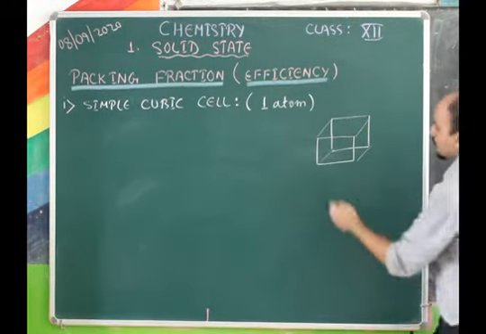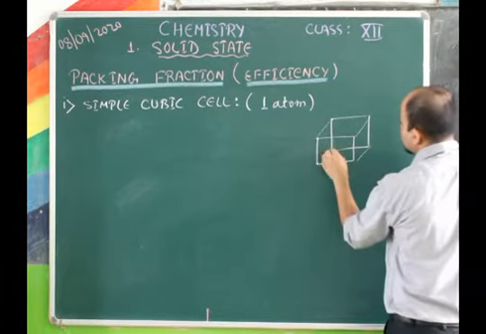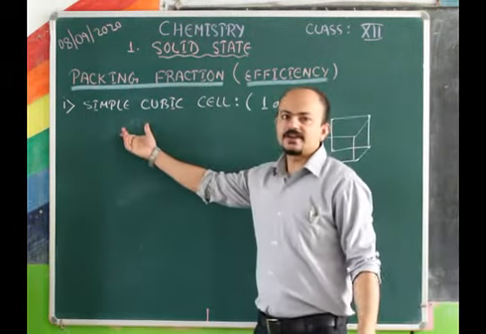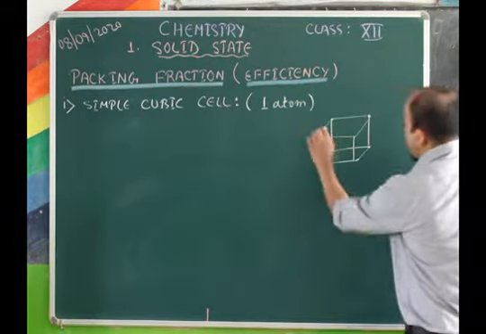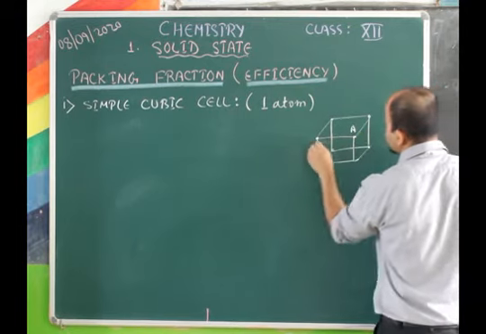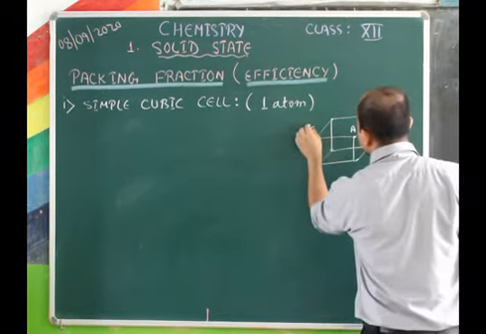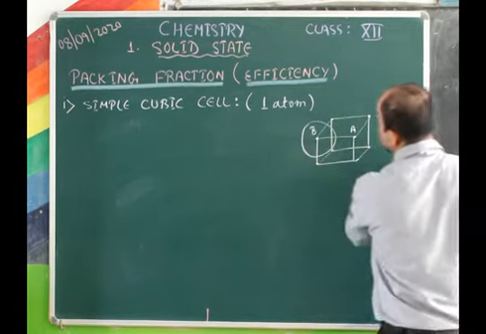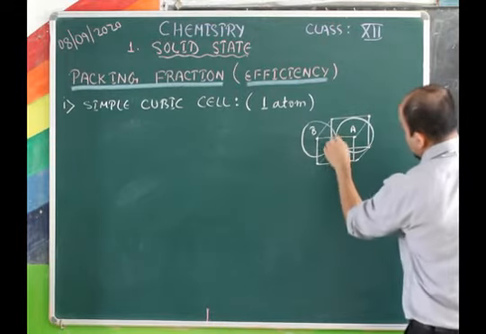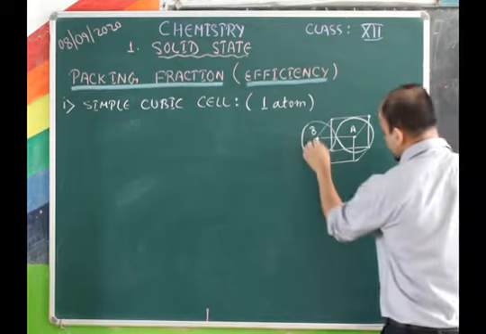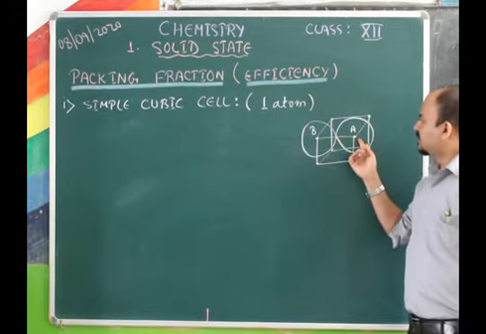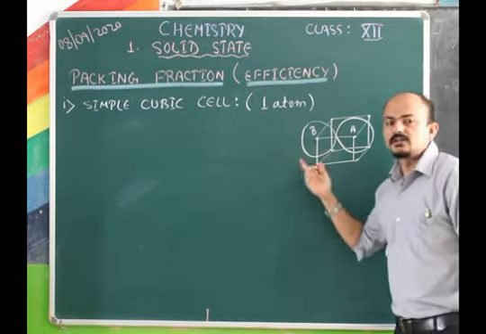In a simple cubic cell, you have atoms at the corners. How many corners are there? 8 corners. For the purpose of calculating packing fraction in a simple cubic cell, we need to consider atoms to be spheres. Say this is point A, this is point B. These two atoms, present at points A and B, will be touching each other at this point. Similarly, you have other spheres present at all the corners of this cube.